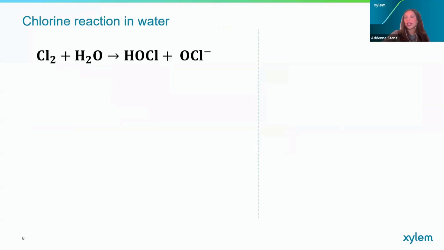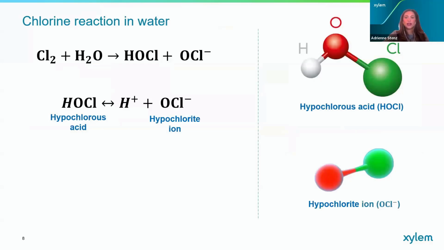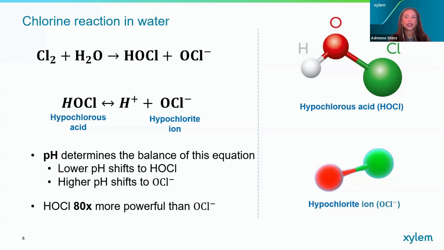When whatever form of chlorine reacts with water, H2O, it forms two compounds: hypochlorous acid, which is HOCl, and hypochlorite, OCl-. Hypochlorous acid will partially dissociate into hydrogen ions and hypochlorite ions. The equilibrium between these two forms depends on the water's pH. At lower pHs, the reaction tends more towards the left, towards hypochlorous acid, and at higher pHs, the reaction tends more towards the right, towards hypochlorite.